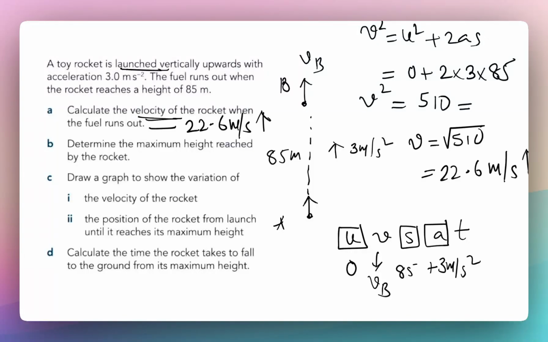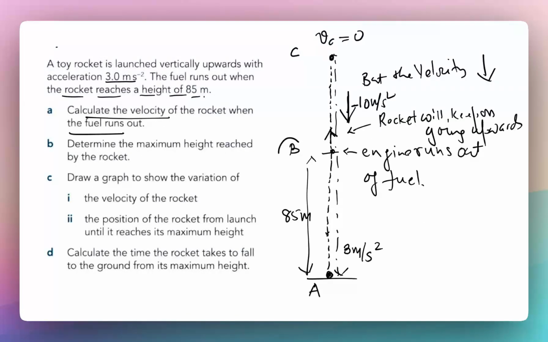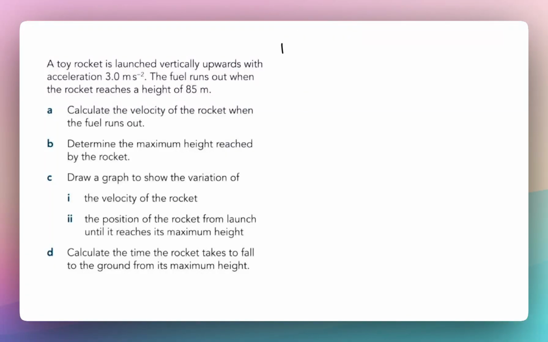Now, part 2 is asking us to determine the maximum height reached by the rocket. So now we are going to focus from point B to C and see if we can calculate this height. When we are able to calculate the height between B and C, we are going to add 85 to that, and that will be our maximum height. For maximum height, we'll have two parts: 85 plus the height between B and C. We already know 85, so let's focus on B and C.